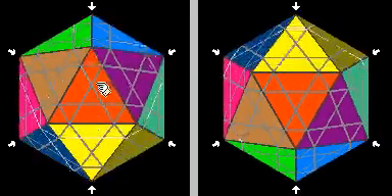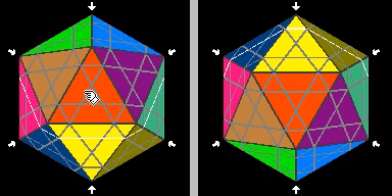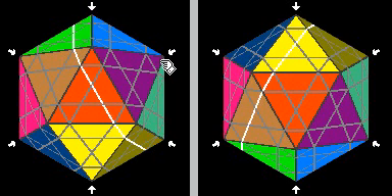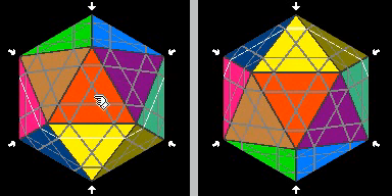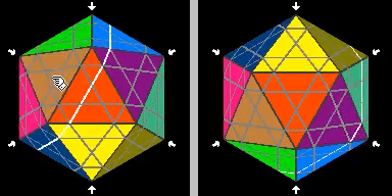So this shape, like I said, is an icosahedron. It's a 20-sided solid. Each side is a triangle, and it has 12 vertices. And so these vertices are equivalent to the faces of a dodecahedron, and these centers of the icosahedron are equivalent to the corners of a dodecahedron. And so this shape is the dual of the dodecahedron.